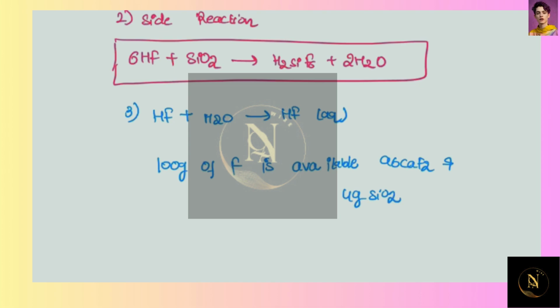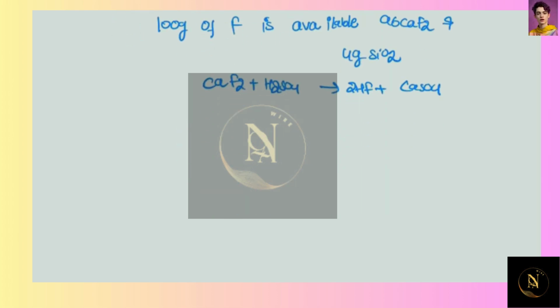So if we see CaF2 plus H2SO4, we are getting 2HF plus CaSO4. Further, the moles are 1, 1, 2 and 1. The molar masses are 78, 98, 20, 136. Weight available is 96, 104, 0, 0.